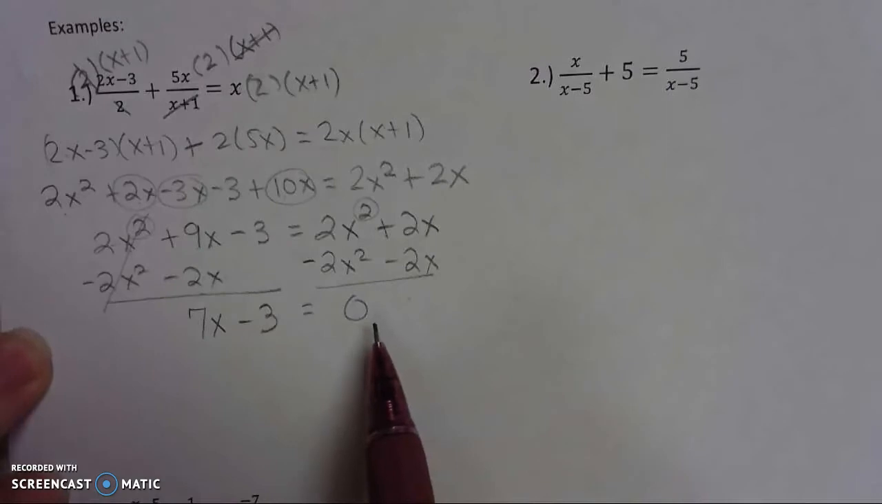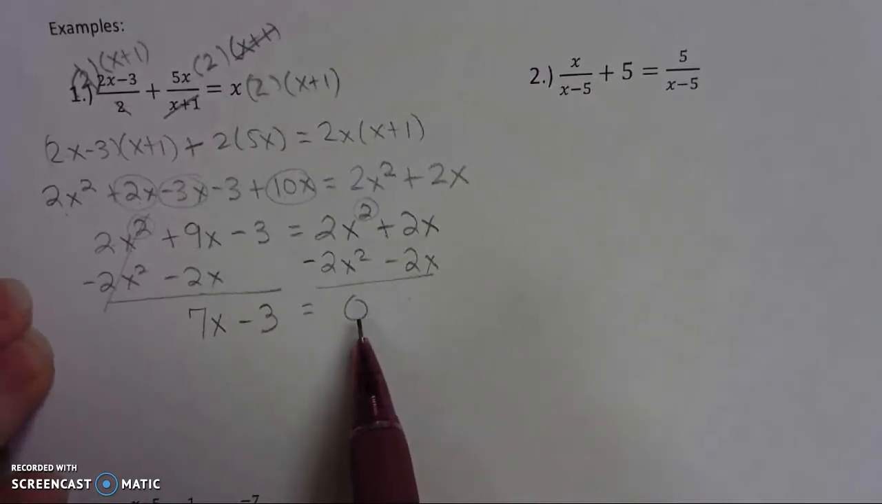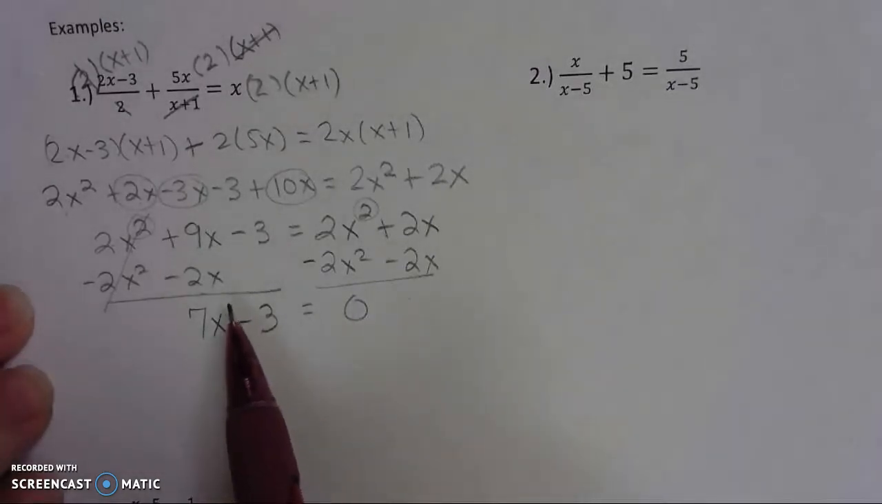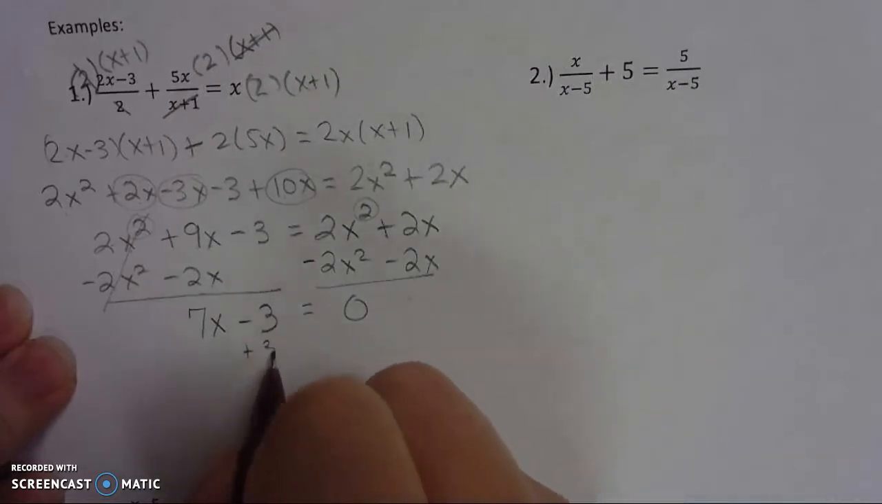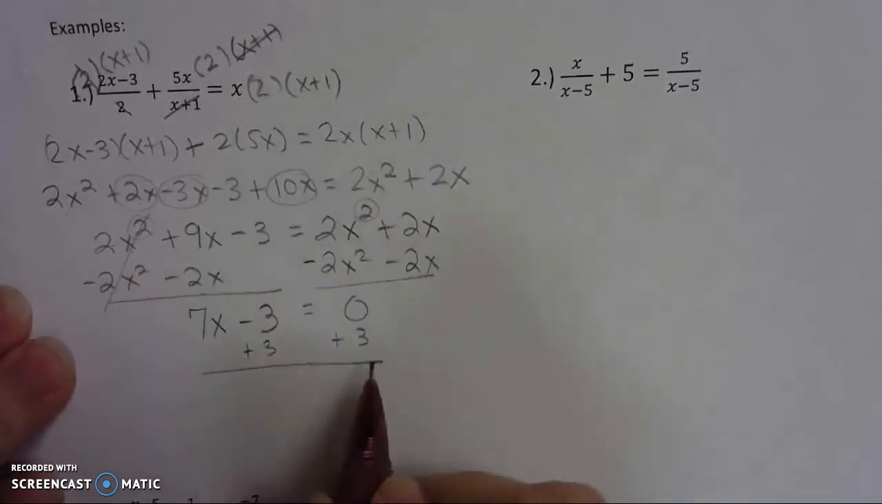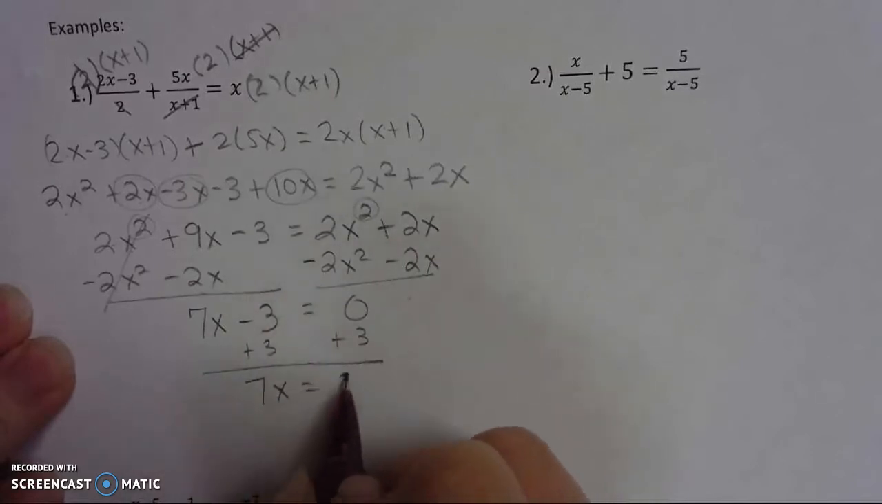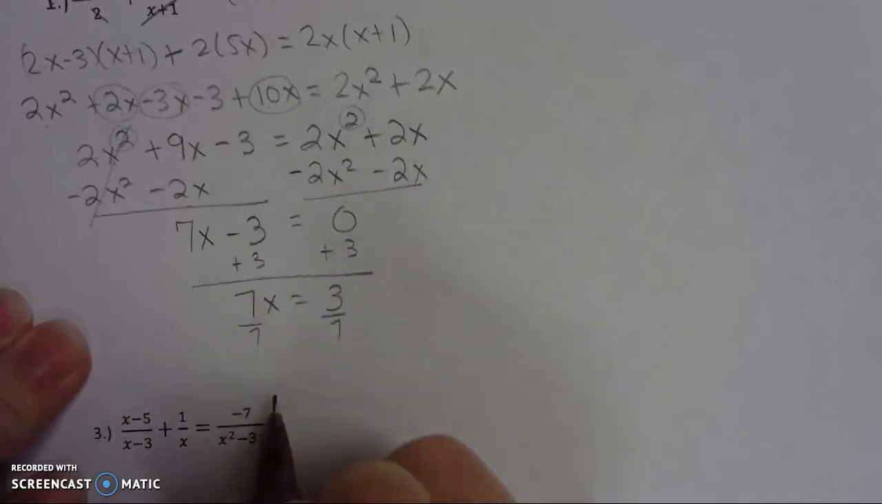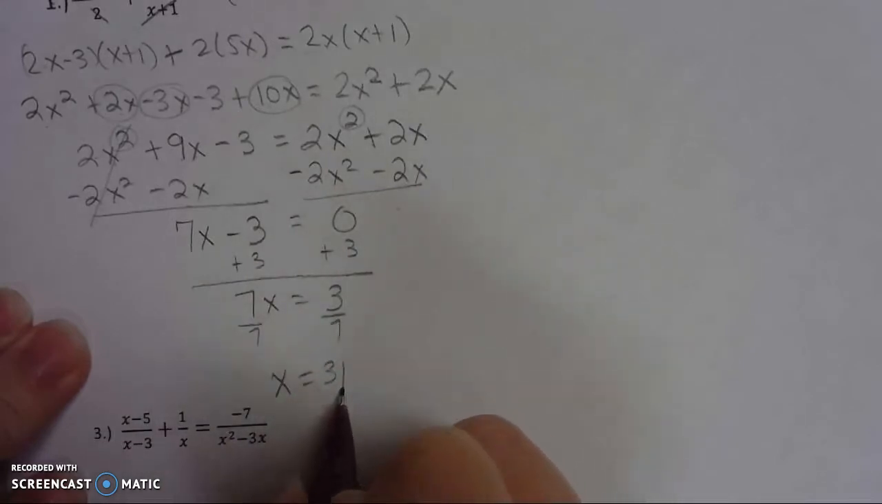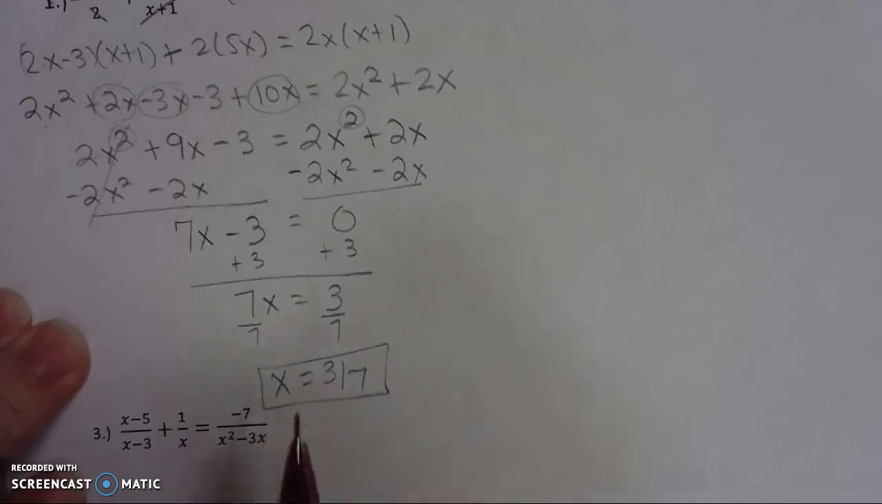So once I set the equation equal to 0, I find out that really I have a linear equation. And so to solve this equation, I want to isolate the variable term and the constant term. So I'm going to move the 3 to the other side, and then I'm going to divide by 7, and that tells me that x equals 3/7.